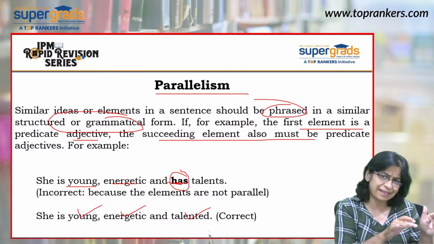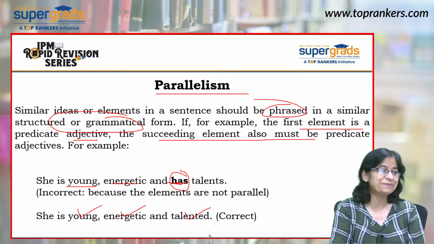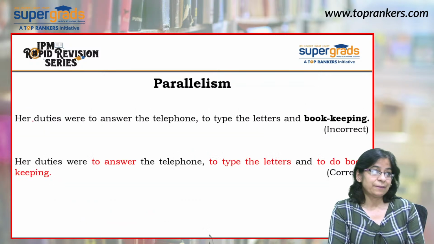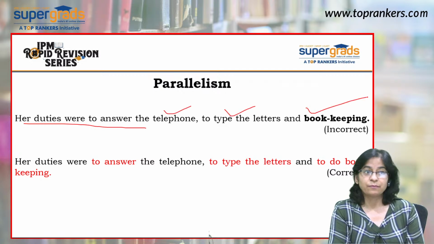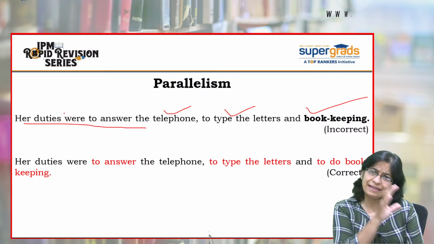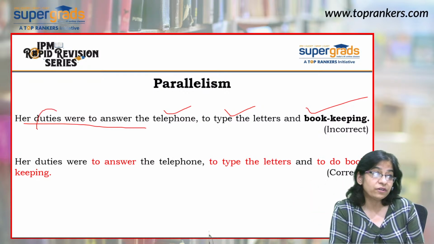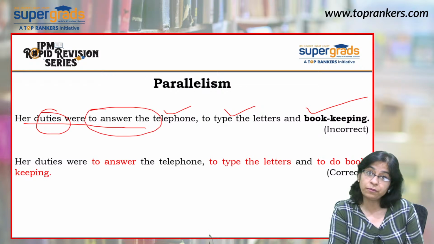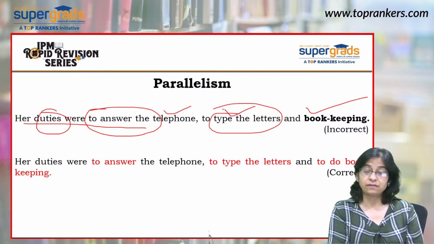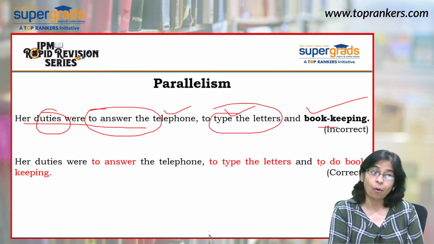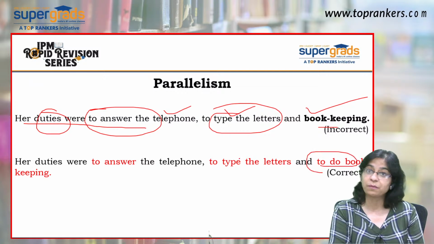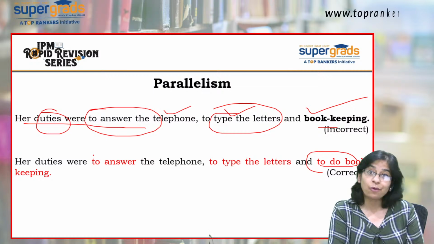That's the most basic example. Let's look at one more example. Now, see, her duties were to answer the telephone, type letters, bookkeeping. Understand what structures will become parallel in this part. What were her duties? The duties were to answer the phone, to type the letters. And should we just say bookkeeping or to do bookkeeping? See, this is how we create a parallel structure.